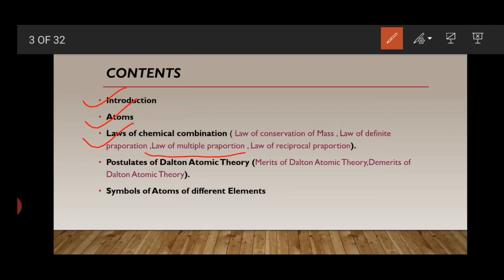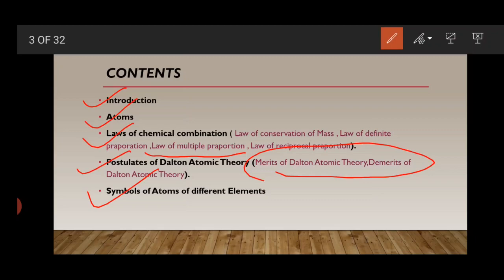Basically, the law of chemical combination itself is made up of several laws, that is the law of conservation of mass, law of definite proportion, law of multiple proportion, and law of reciprocal proportion. But in class 9 only three laws are there, that is law of conservation of mass, law of definite proportion, and law of multiple proportion. Though law of multiple proportion is not in your syllabus, we will still discuss some parts of it. Now, after that, we will discuss postulates of Dalton atomic theory.